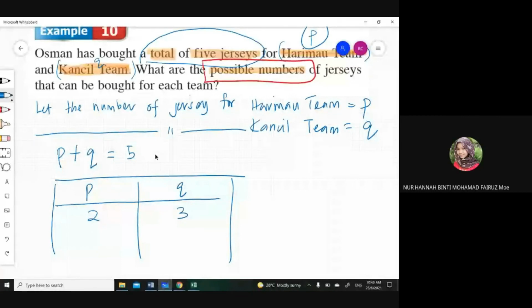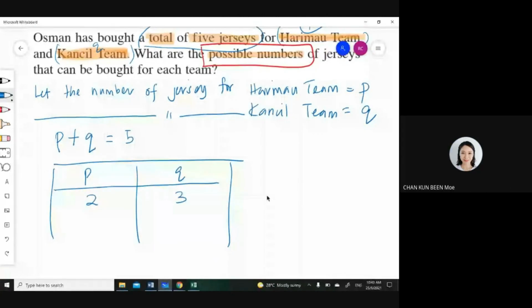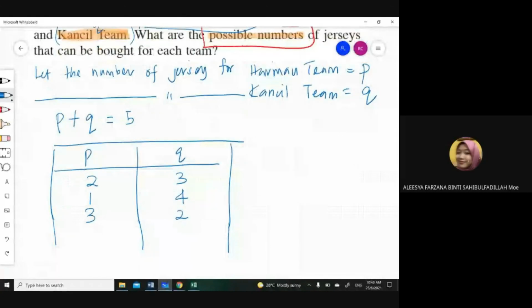1P and 4Q. Very good. Any more? 3P, 2Q. Wow, you all can get it very fast. Any more? 4P, 1Q. Wow. Any other combination? No more, right? That's all, because we cannot have 0P, 5Q.